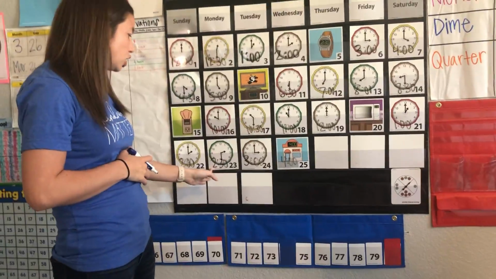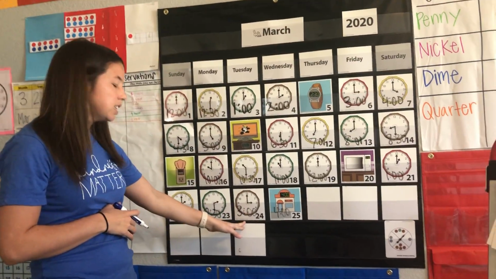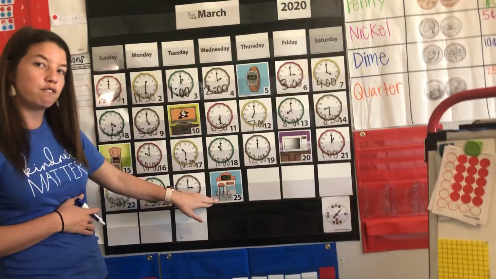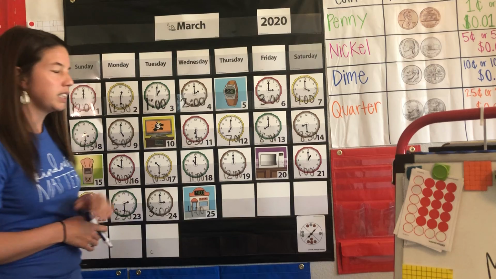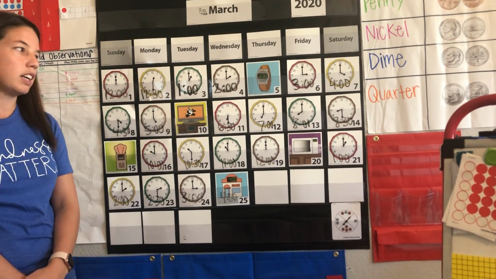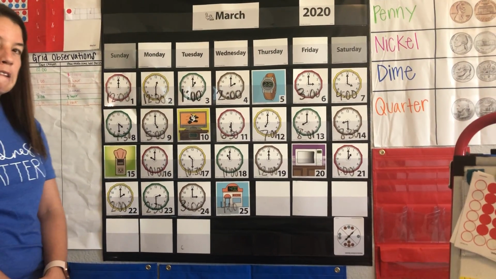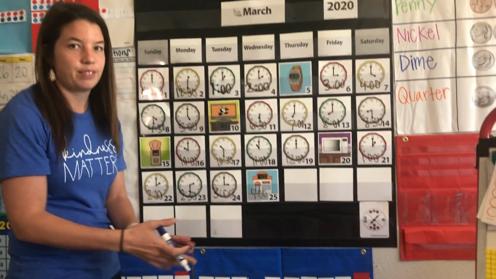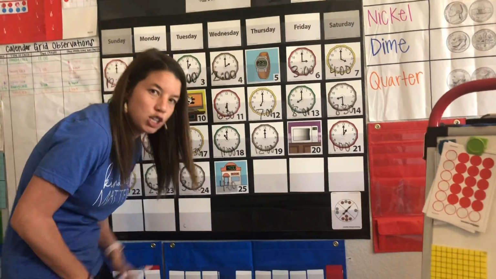On Monday, it said 2:30. On Tuesday, it said 3. On Wednesday, it said 4. What time do you think it will say on Thursday? When you know what type of clock and what time, I want you to say it out loud. All right, let's see if you're right. Drum roll, please.